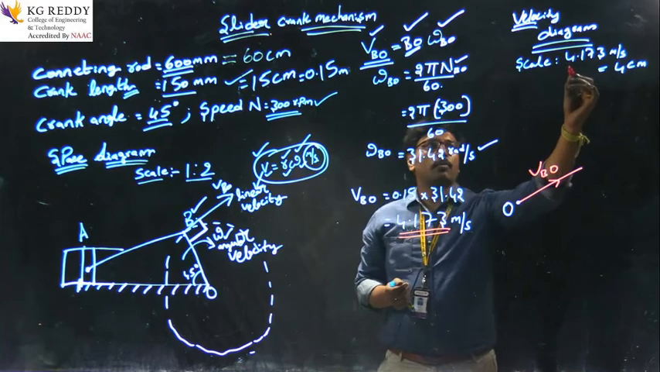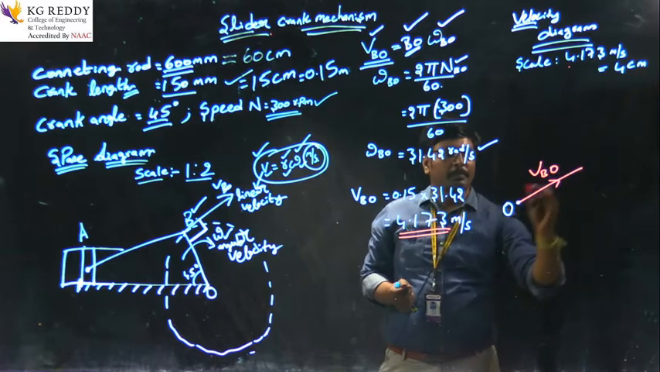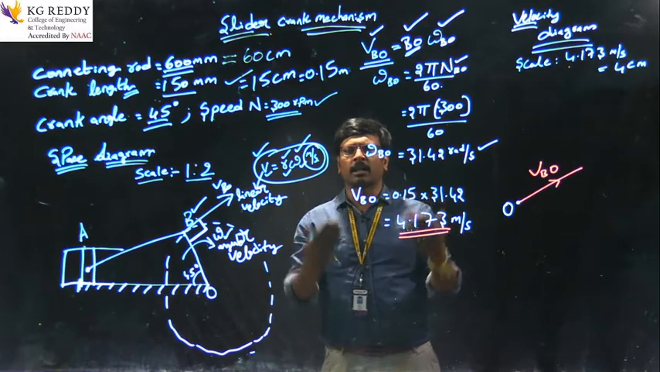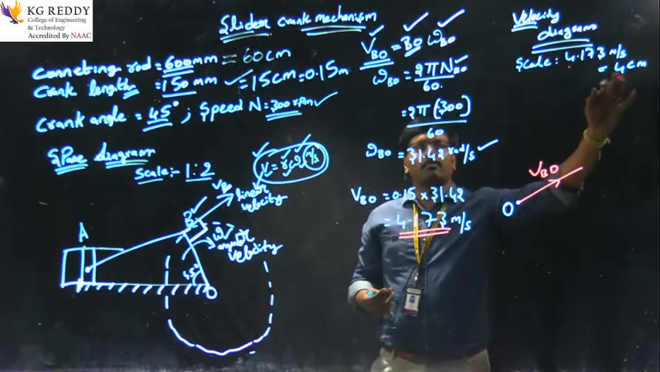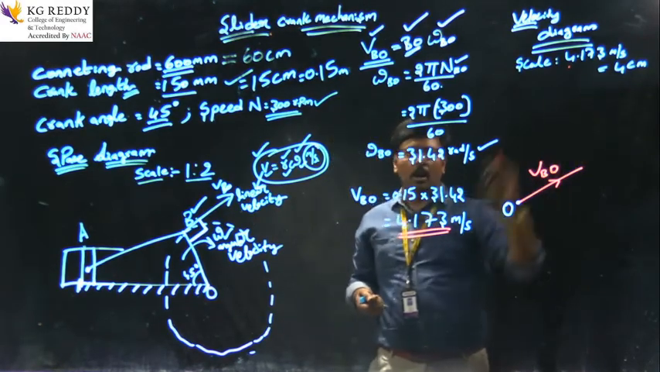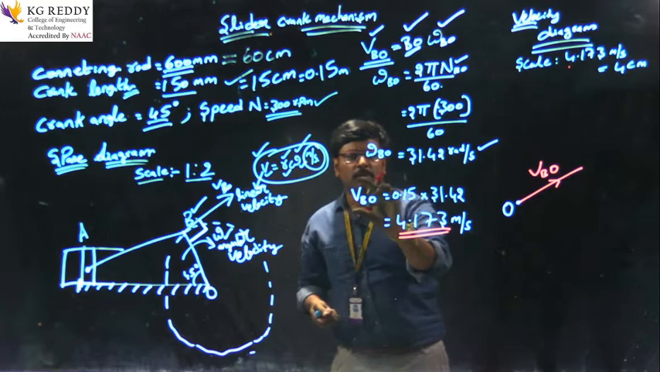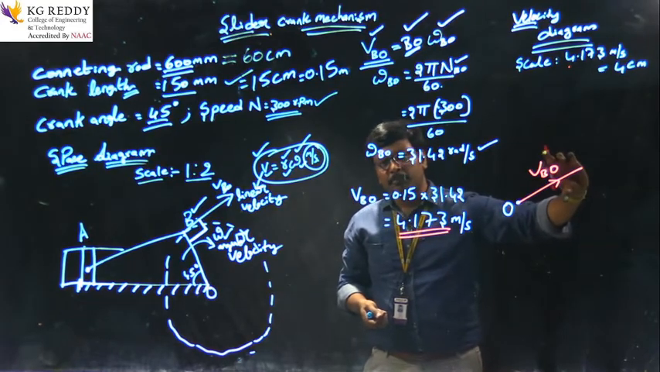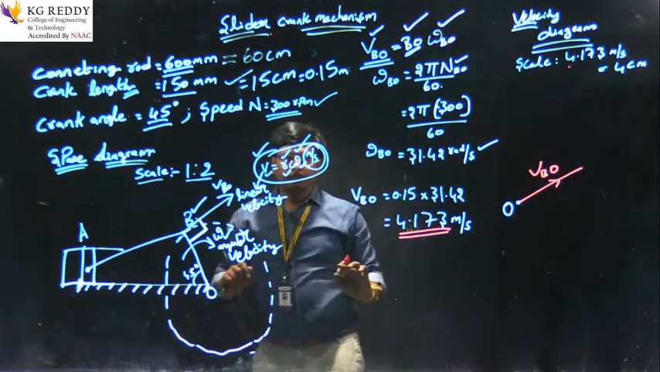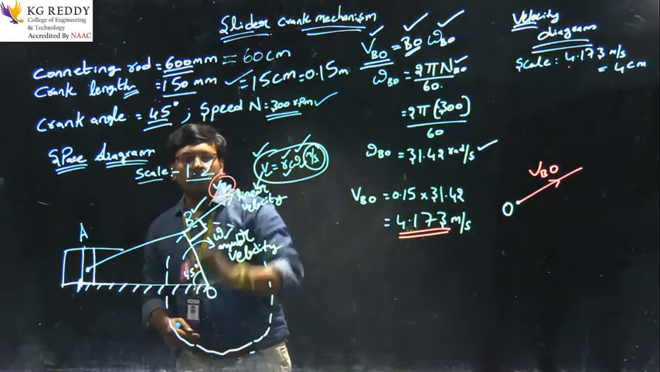So I got 4.173 meter per second, and I am taking a scale of 4 centimeters. That means this is 4; we can take any number, guys. It may be 2, or 2.5, or 3, 3.75, whatever. Whatever velocity I got here, I convert into centimeters because I can't draw meter per second directly. This is the value represented here in a diagram by using a scale of 4 centimeters. Clear? So next, I got this velocity of B with respect to O, right?